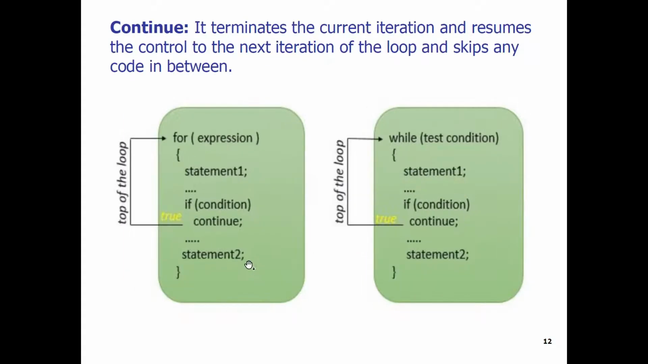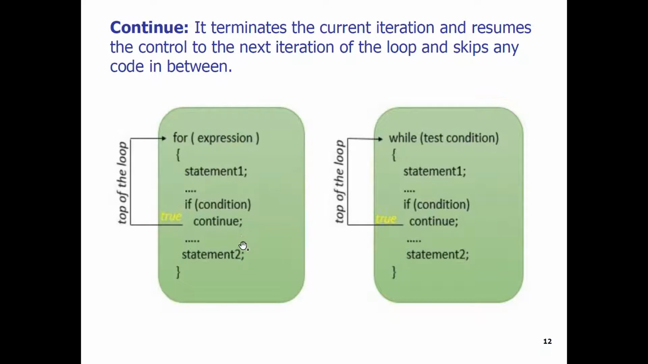We have one more statement, the continue statement. What is continue? Continue terminates the current iteration and resumes the control to the next iteration of the loop, skipping any code in between. See here, inside a for loop I am giving a condition. If this condition is true, I am going to give continue. What is continue?